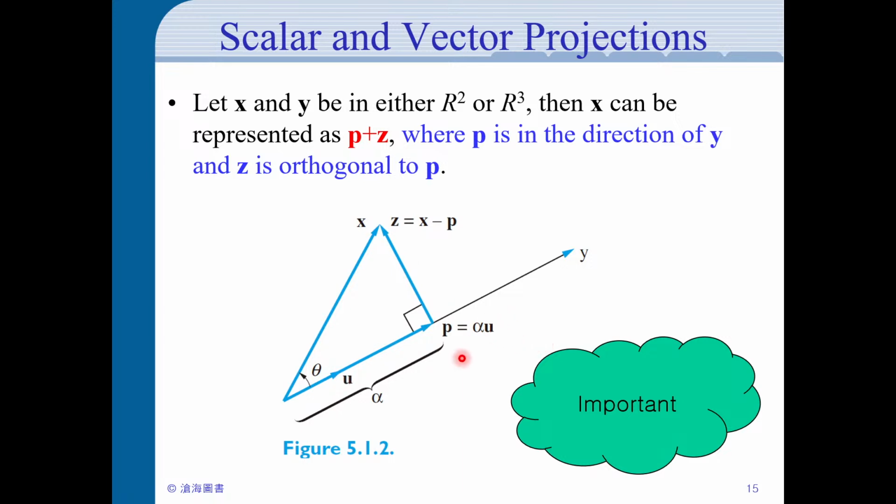So p is some alpha times the unit vector of y. Okay. So p has length alpha and direction u, which is obviously the normalization of y. Okay, so what is alpha?